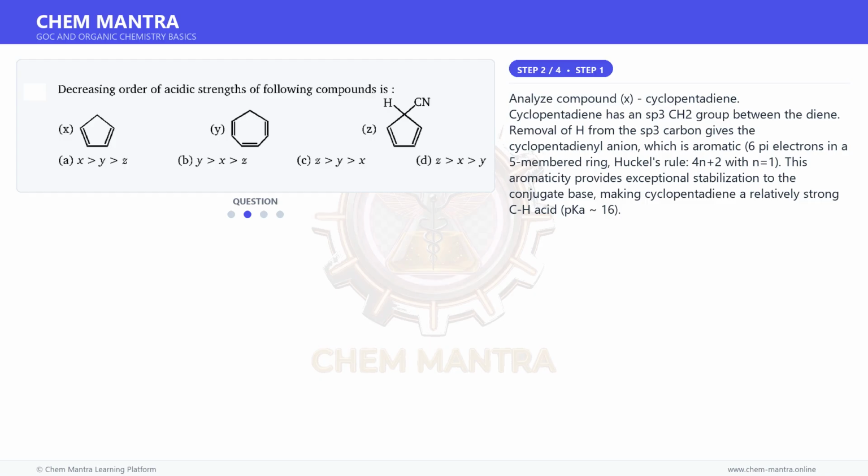Analyze compound X, cyclopentadiene. Cyclopentadiene has an sp3 CH2 group between the diene. Removal of H from the sp3 carbon gives the cyclopentadienyl anion, which is aromatic, with 6 pi electrons in a 5-membered ring, Huckel's rule, 4n plus 2 with n equal to 1. This aromaticity provides exceptional stabilization to the conjugate base, making cyclopentadiene a relatively strong CH acid, pKa around 16.